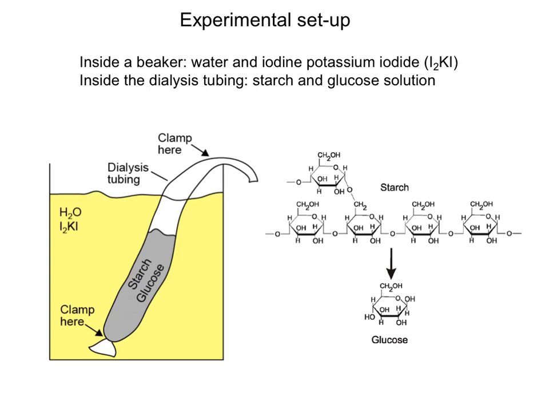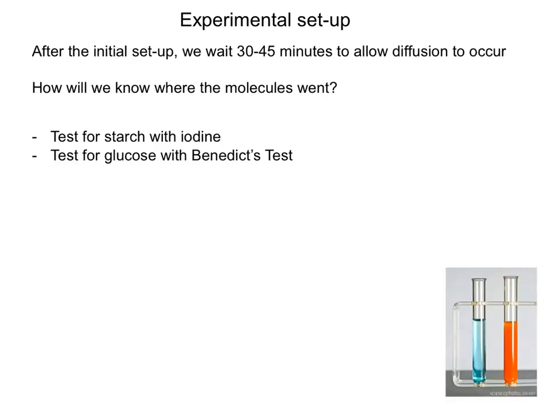And so what we might expect is that some of these molecules are going to diffuse between the bag and the beaker, right? And we've created these concentration gradients where there's a lot of glucose inside of the bag, no glucose outside of the bag. And so if the bag is permeable to glucose, it should go from the bag into the beaker until it's equalized, right? And same with starch. The I2KI, there's more of it in the beaker solution. And so if the bag is permeable to I2KI, then it's going to go into the bag. Does that make sense?